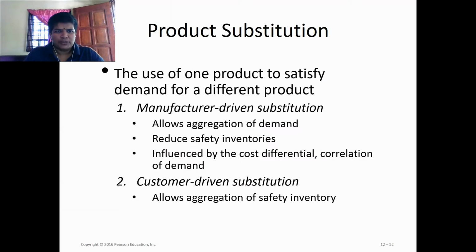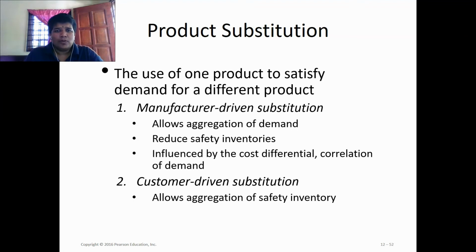Product substitution: the use of one product to satisfy demand for a different product. Manufacturer driven substitution allows aggregation of demand. It also reduces safety inventory, and is also influenced by the cost differential and correlation of demand. So that is manufacturer driven substitution. We have customer driven substitution, which allows aggregation of safety inventory.